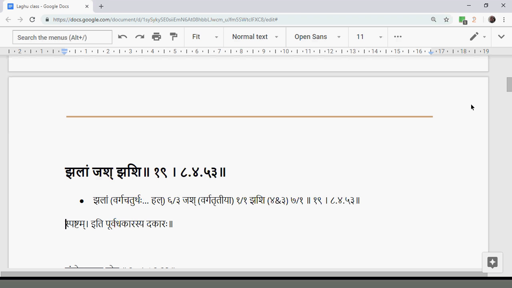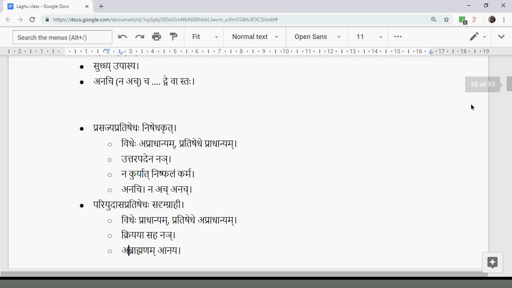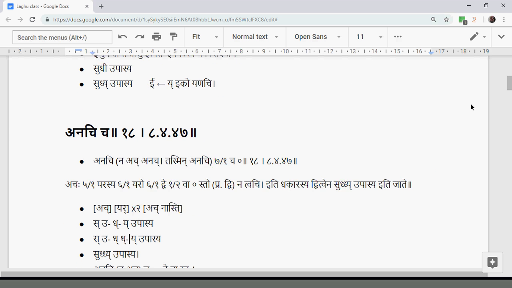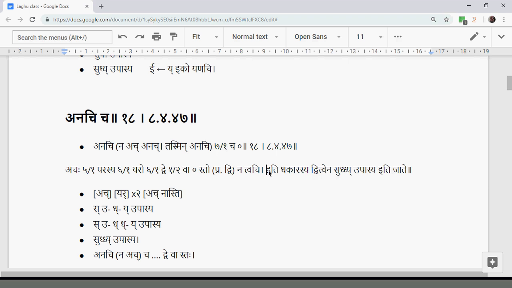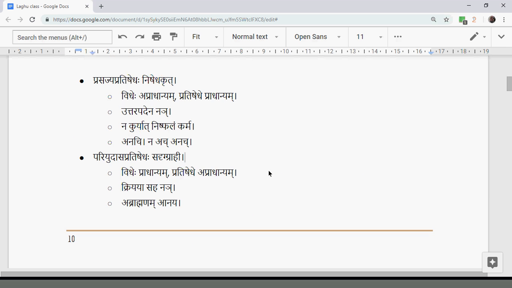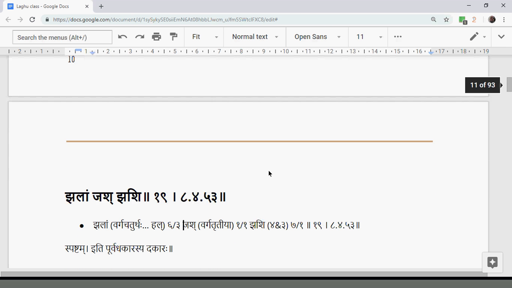So in our, so he says spashtam, no vritti is in spashtam, iti purva dhakarasya dhakara. I think in the earlier vritti I left this, iti. Here you see, iti dhakarena, in earlier vritti it is iti dhakarasya dvitvena. Dhakara has become dvitva. Dvitvena, through the doubling of the dhakara with anachi sutra, sudhyupasya iti jate. So sudhyup, we have landed on sudhyupasya. Why? Because dhakara has doubled here due to anachicha.